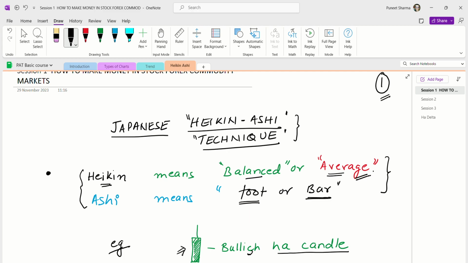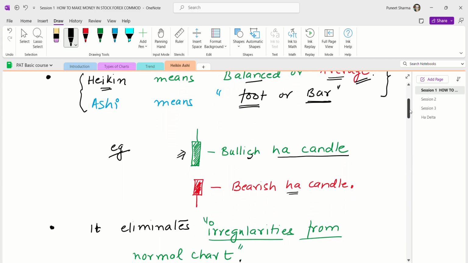What sort of average price? It uses the high, low, open and close of the previous day, or the previous period, and it uses the open, high, low and close of the current period to construct a Heikin bar. So now let us see how a Heikin bar looks.